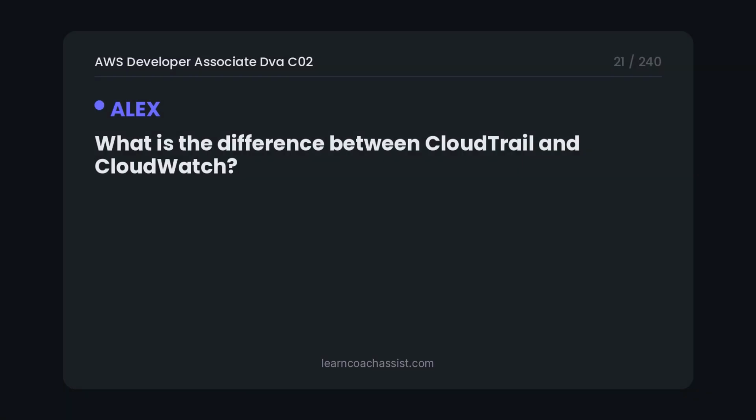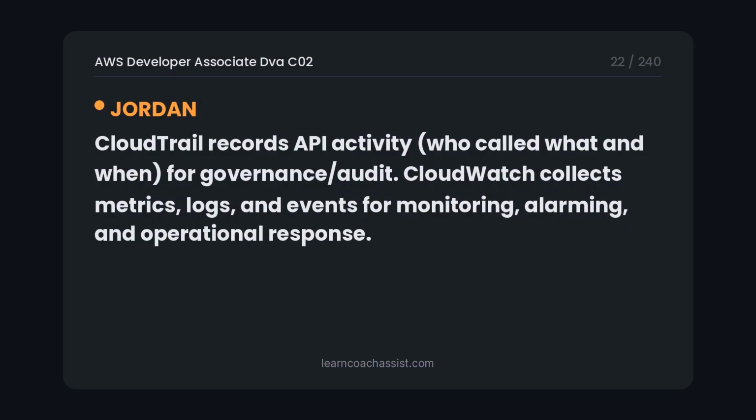What is the difference between CloudTrail and CloudWatch? CloudTrail records API activity, who called what and when, for governance/audit. CloudWatch collects metrics, logs, and events for monitoring, alarming, and operational response.